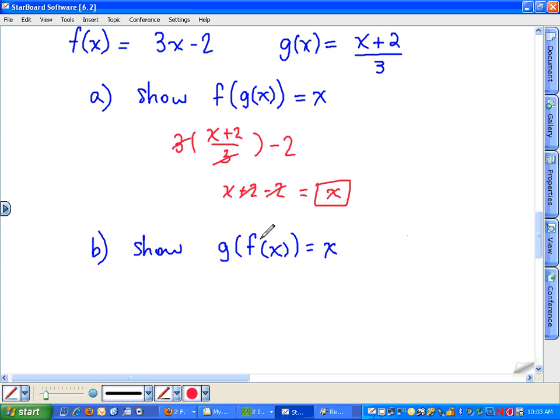We're taking the f function this time and putting it inside the g function. So look up at the g function, g of x. This x should be an empty parenthesis. So parenthesis plus 2 all over 3. What goes in the open parenthesis? Yep, 3x minus 2, the f function.